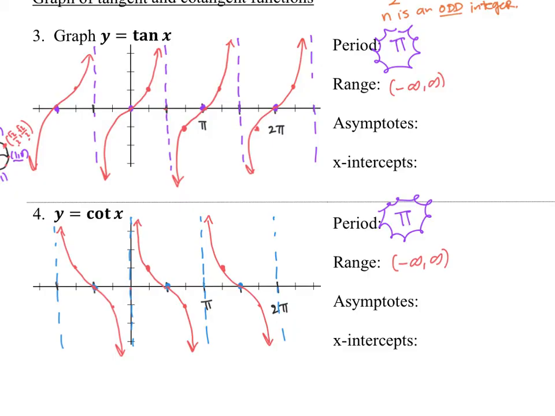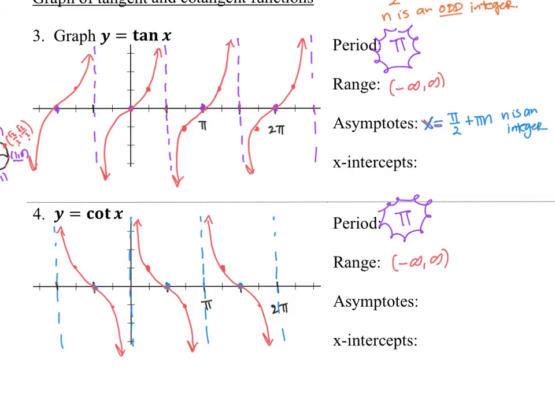On tangent, there's an asymptote at pi over 2, 3 pi over 2, 5 pi over 2. So that's very similar to the previous one. There's a couple ways to write it. You're welcome to do it either way. I'm going to say x equals pi over 2, and then every pi n it repeats, and that's because the period is pi. n is an integer. And if you forget to write n as an integer, that's okay. I won't mark you down on that.